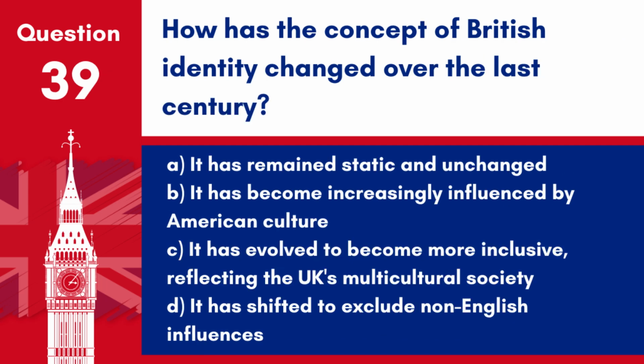Question 39. How has the concept of British identity changed over the last century? A. It has remained static and unchanged. B. It has become increasingly influenced by American culture. C. It has evolved to become more inclusive, reflecting the UK's multicultural society. D. It has shifted to exclude non-English influences.